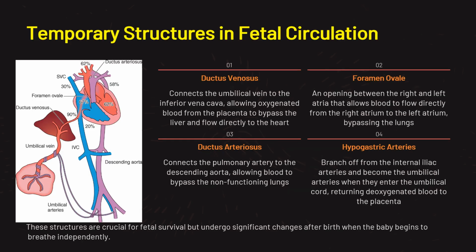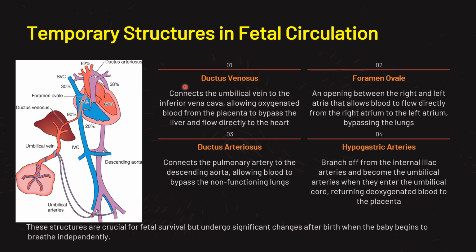Okay, so before we learn about the fetal circulation in detail, we first have to be very familiar with the temporary structures. These are the temporary structures: ductus venosus, foramen ovale, ductus arteriosus, and the hypogastric arteries. These are called temporary structures because once the baby is delivered or born, the fetal circulation completely changes. All these structures shut down or close.